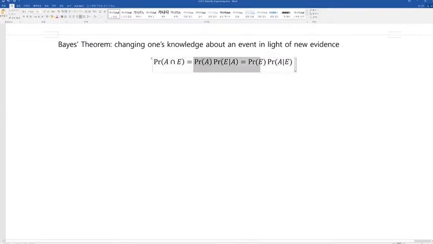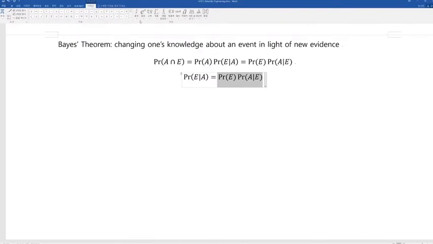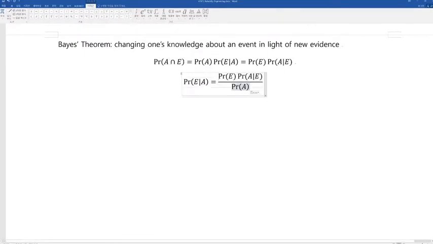So if we take these two, and move this probability of A to the right hand side, then this form is very simple. This is the simplest form of Bayes' theorem.